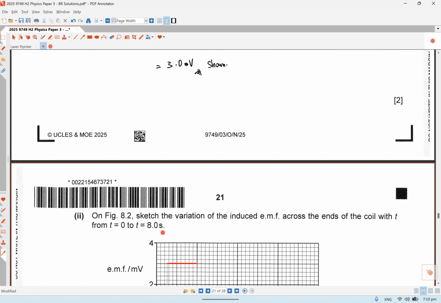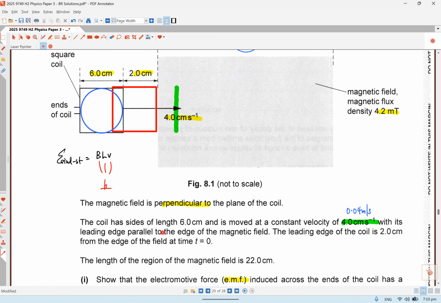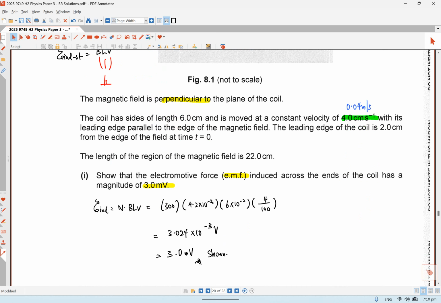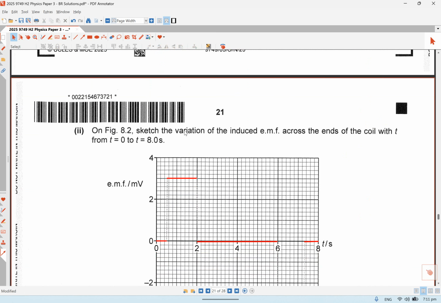And once your coil is now entering the field, that means all the way like that, that will induce an EMF, which is given by whatever you have calculated, which is 3 millivolts. So that is shown here.